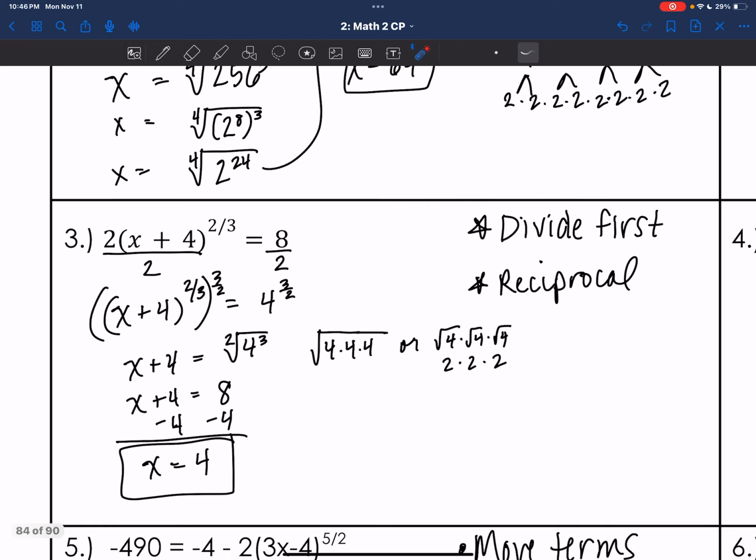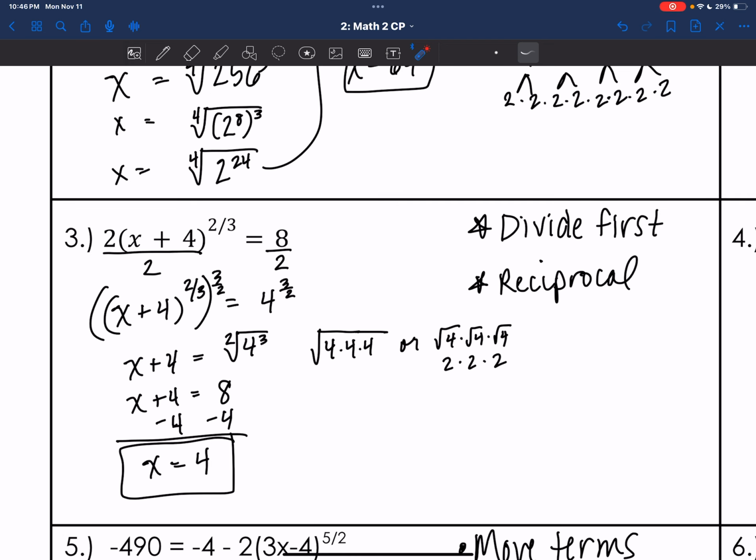So you want to try to get your exponents and your roots to simplify. All right, for number 3, we're going to divide first, and the reason why is because you have this 2 right here. So let's divide both sides by 2. And then now I'm left with x plus 4 to the 2/3 power. Well, remember, you want to make this equal to 1. So that's all we did, the reciprocal here. And don't forget to do the exponent over here.